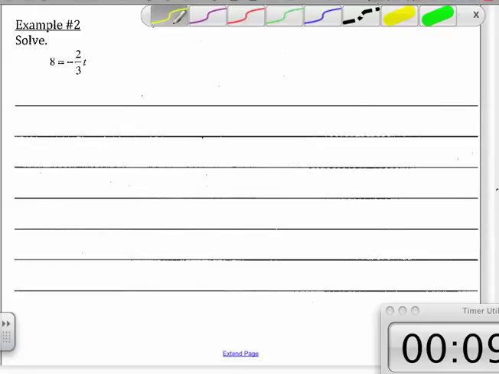Okay, guys, this one says solve 8 equals negative 2/3 t. Okay, that means we've got to get the variable by itself. But right now I have a negative 2/3 in front of the variable. And we've done this before. Whenever we have a fraction in front of a variable, what do we do to get rid of it?